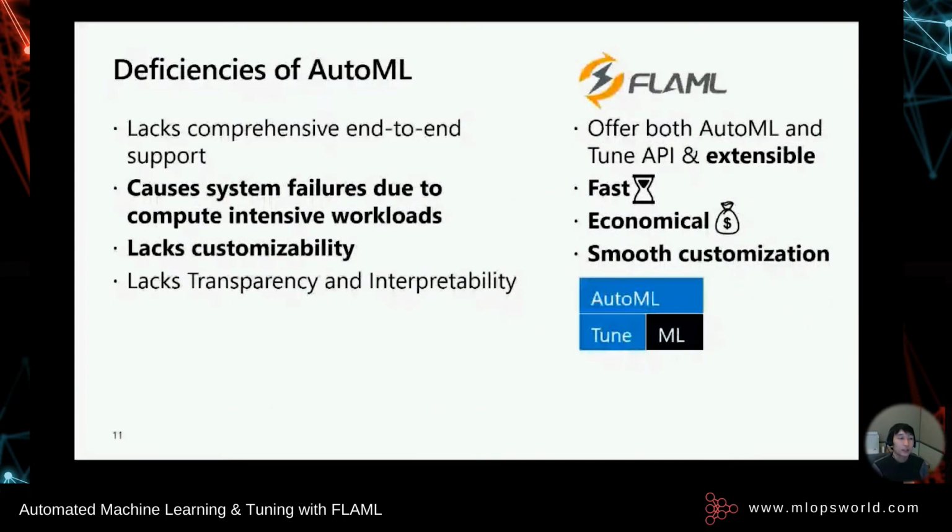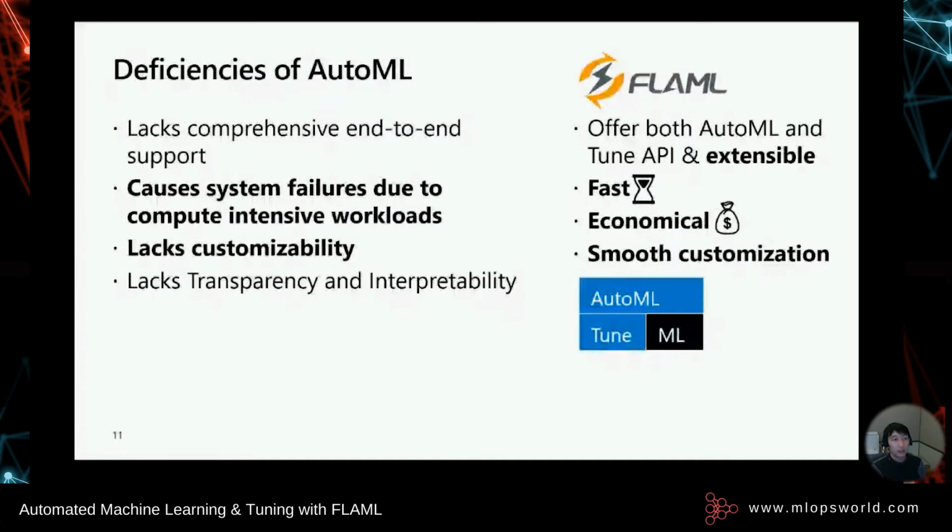FLAML strives to address some of these issues by being fast, economical, customizable, and extensible. These different aspects are not completely orthogonal. For example, the extensibility and customizability require our solution to be sufficiently general and robust. That increases the performance challenge because we need to be performant in all different situations, including different learning tasks, models, and datasets.